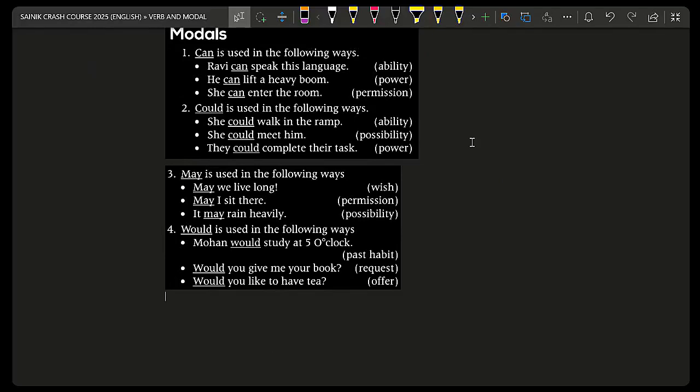And would is used in the following sense, that is past habits. The habit is not now, but it is a past habit. Mohan would study at 5 o'clock. It's a past habit. Now request. We request somebody, would you give me your book? So there's a request. For requesting also we use would. Would you like to have tea? So we are offering something also, we can use the word would. And next should. Should is for compulsion. That means it must happen.